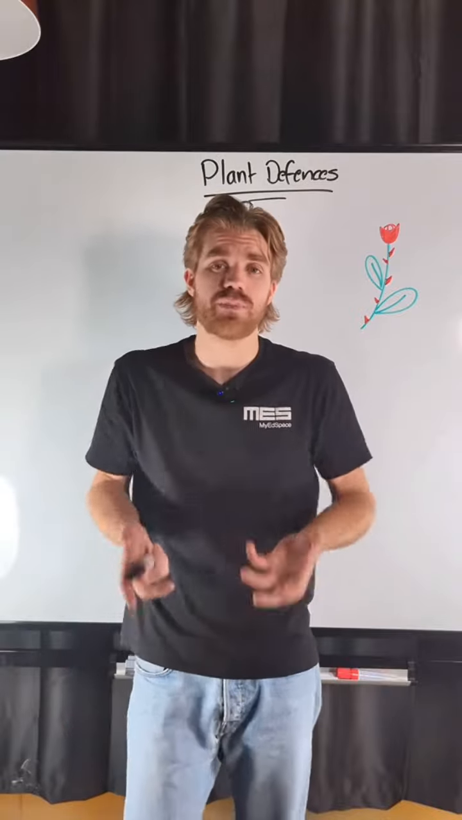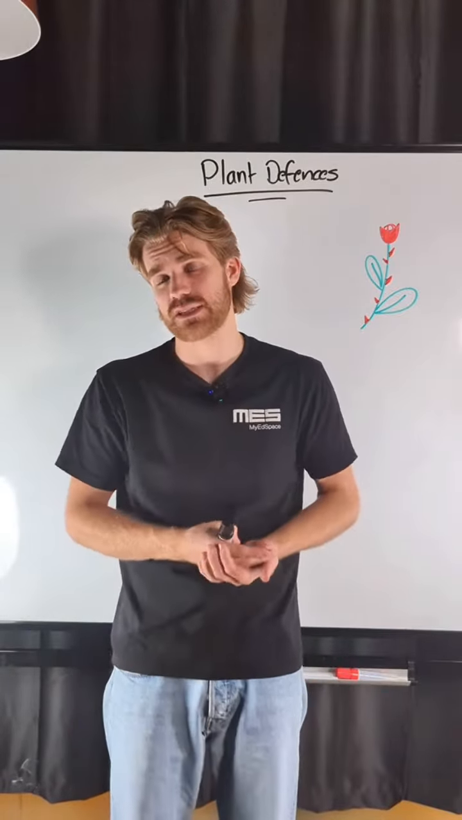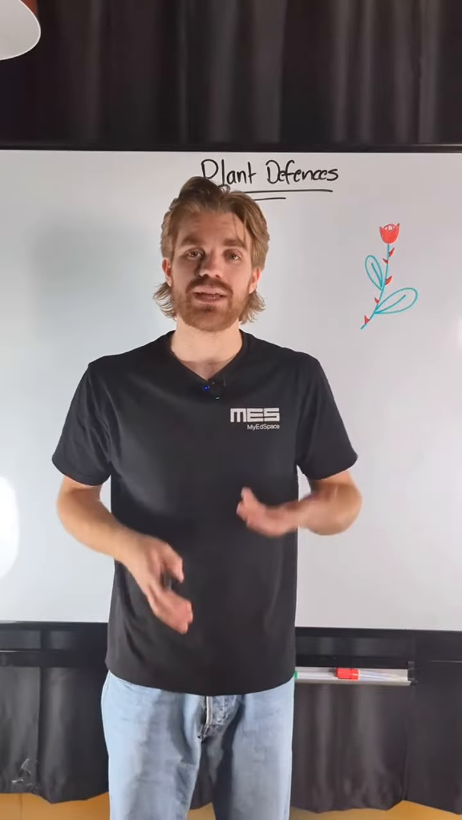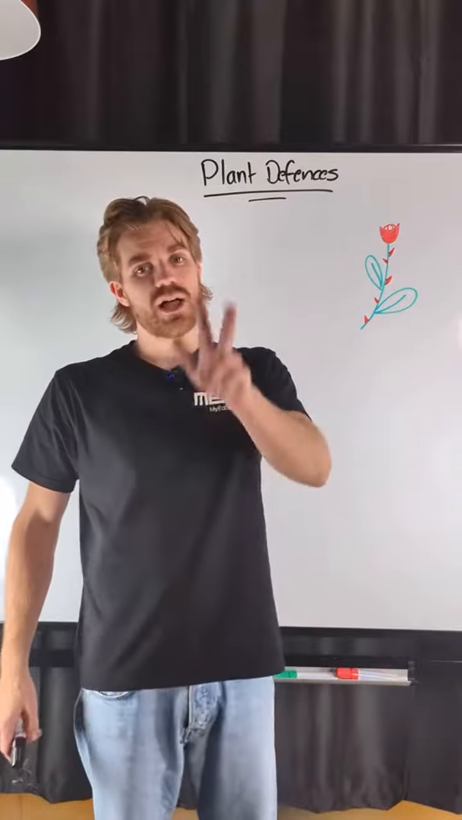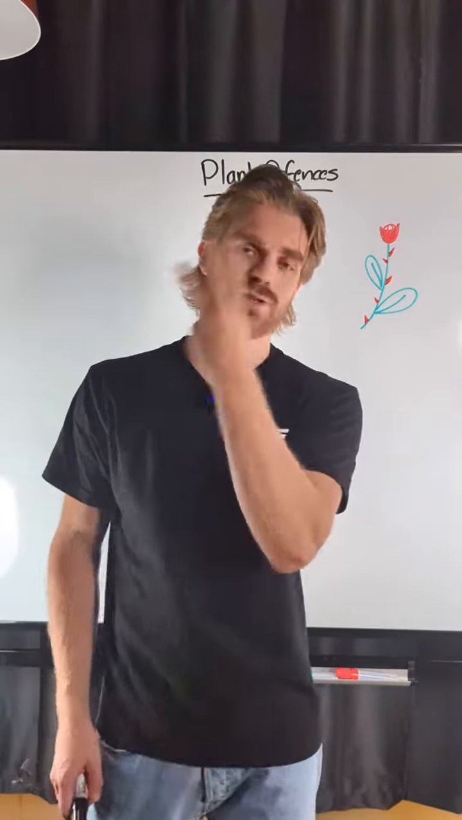If too much of the plant gets eaten, then it's going to lose too many leaves, it's not going to be able to photosynthesize enough, and then it's not going to be able to grow. So it has to stop itself from being eaten. Plant defenses fall into three main categories.